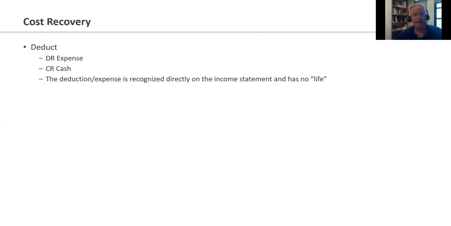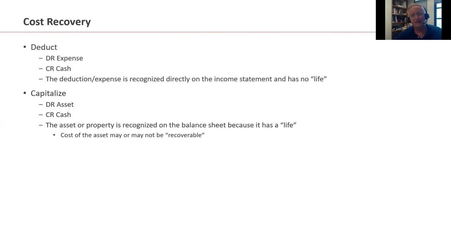When I spend money, however, on something that does have a life, the implication is I'm going to use that to generate some future benefit. Well, that's what the definition of an asset is. So when I capitalize a cost, I just debit asset, credit cash. And that asset or property is on the balance sheet because it has a life.